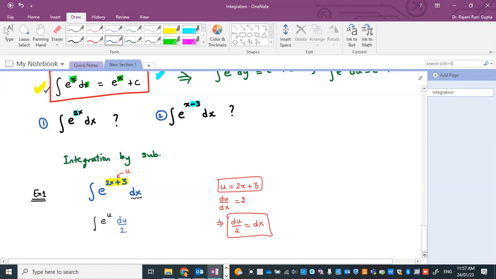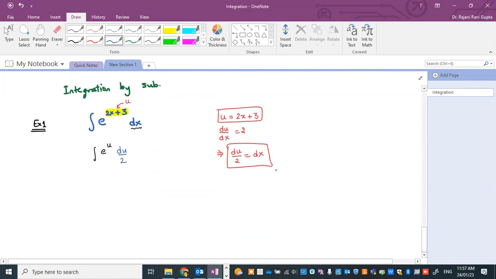Now you see that we have this half as a constant, which we can take outside the integral sign using the property of integrals, e power u du. Now apply the rule, and this gives you 1 by 2 e power u plus c. Still, we haven't finished the answer, because our original question was in terms of x. So our final answer should be in terms of x as well. This gives you 1 by 2 e power 2x plus 3 plus c.